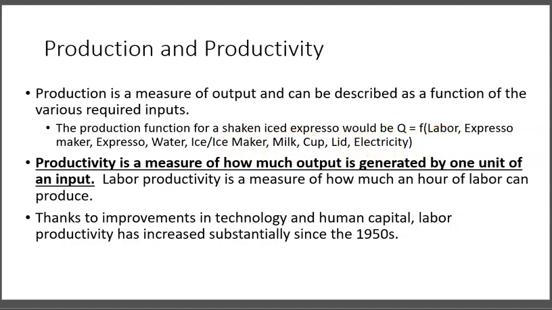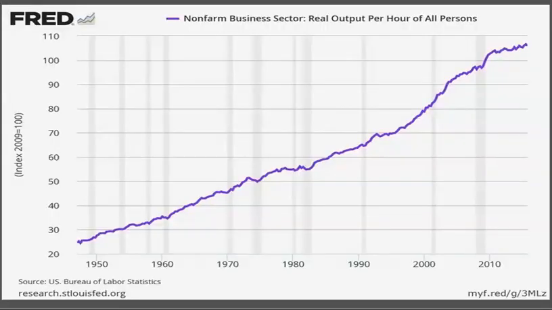Now, we can see that over time, productivity in the United States has grown pretty substantially, although it's starting to level off. And a big reason for this is, of course, technology, computers and automation and all of that.